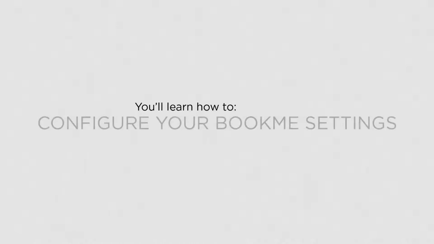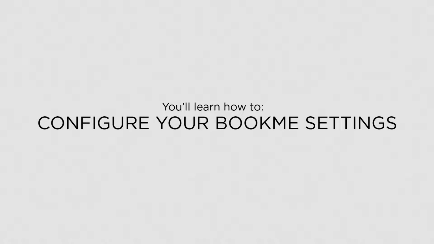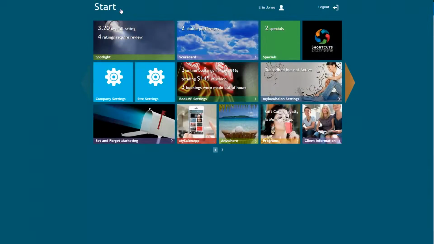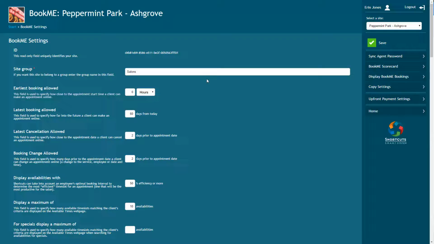In this lesson, you'll learn how to configure your BookME settings. The BookME settings page allows you to customize how your clients will make an online booking and which options will be available to them. To access your BookME settings, log into your Smart System console and click on the BookME settings tile. On the right-hand side, select the site you wish to edit.